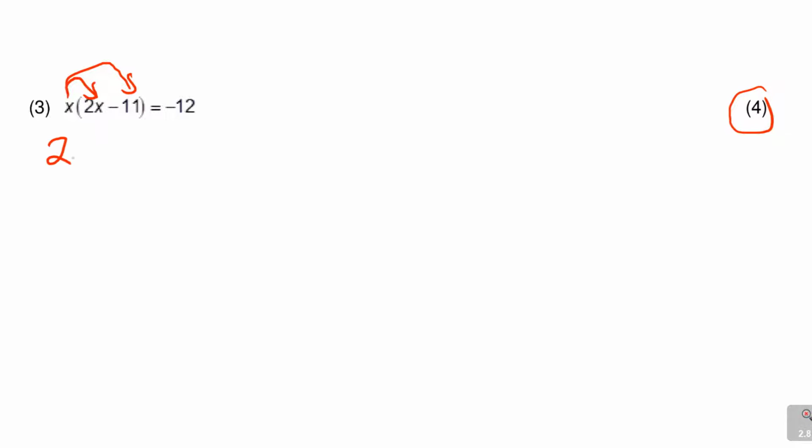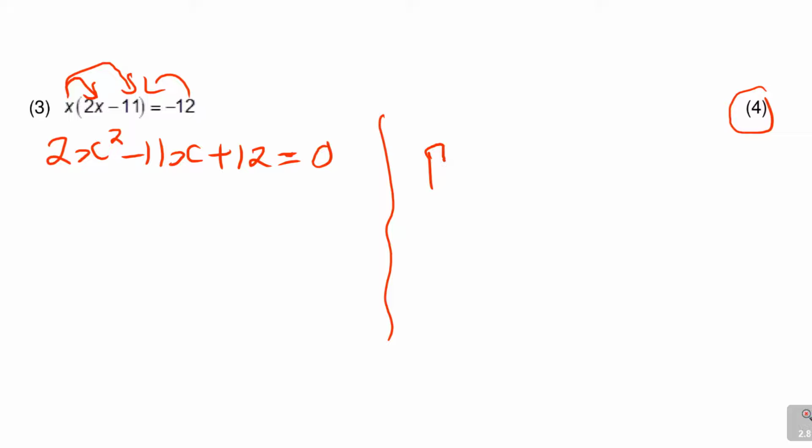To say it's 2x squared minus 11x. Take 12 to the other side. It will be plus 12 is equal to 0. You see the factorization back now? So they are testing you on factorization. As I told you, it is the product issue.